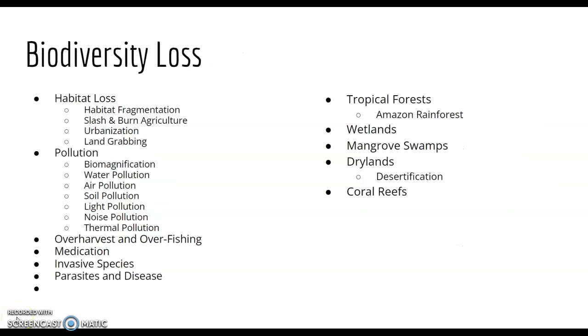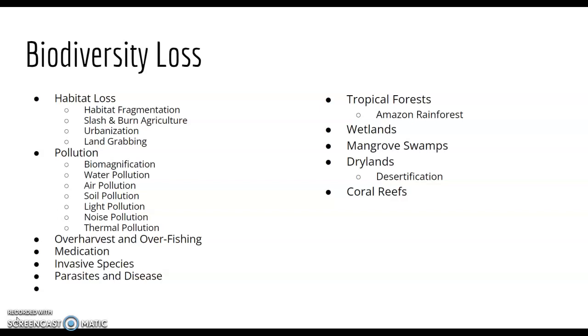So now that we talked about what biodiversity is, now we're going to talk about biodiversity loss. So biodiversity loss can happen for many reasons. The number one reason, though, is habitat loss. Obviously, if an animal doesn't have its habitat, it's not going to be able to survive in it. Some examples of habitat loss is habitat fragmentation. That typically happens when an area is broken up, so the animal has a smaller place to live. Putting in roads would be an example of that.